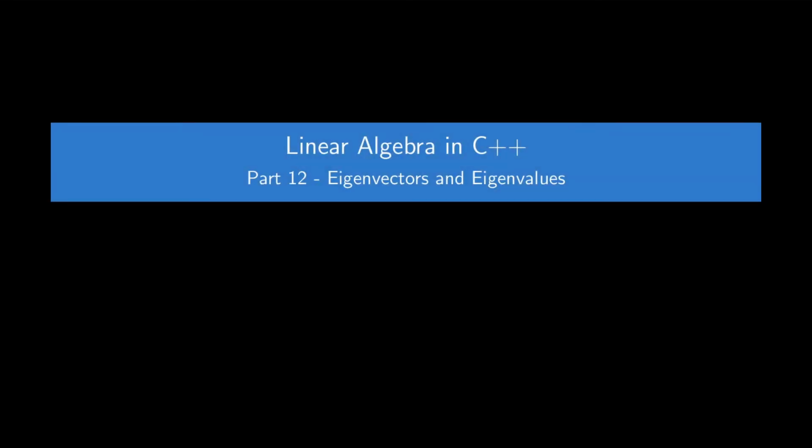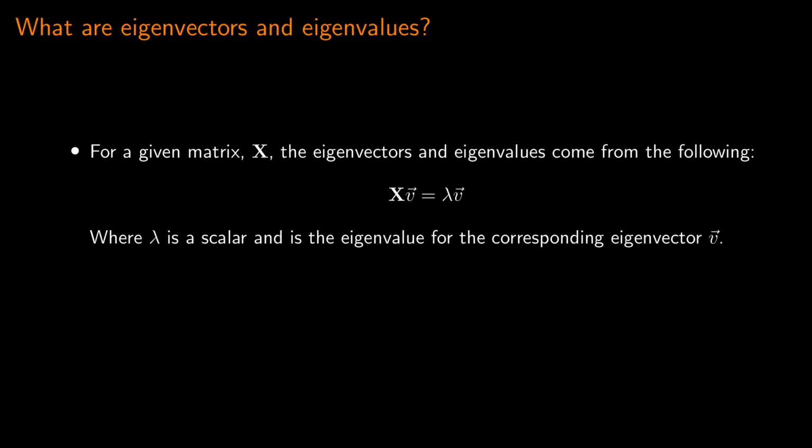Okay, so let's have a look at eigenvectors and eigenvalues. The first thing I wanted to talk about is what eigenvectors and eigenvalues are. For a given matrix X, the eigenvectors and eigenvalues come from the following equation: X times some vector V is equal to a scalar quantity lambda multiplied by the vector V, where lambda is a scalar and is the eigenvalue of the corresponding eigenvector V.